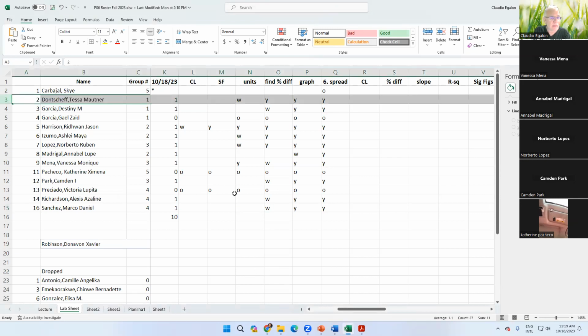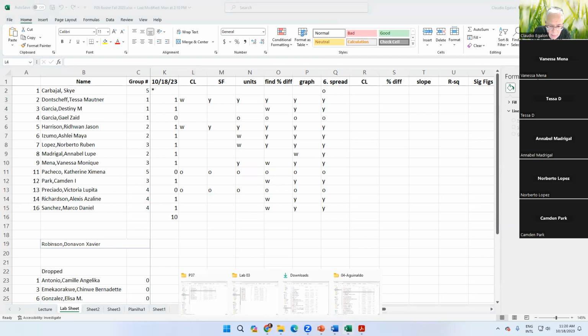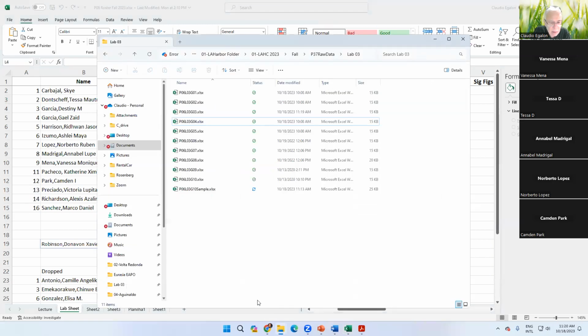Okay, let's go to Tessa. Tessa, did you finish the units? Yeah. Okay, what about the significant figures? Yeah, I did that too. Okay. Confidence level? I did almost all of them. I found the N, Y, and then R squared. I'm just having trouble finding the minimum and maximum value for the confidence level. Okay, do you need help with that? Yeah. Okay, so you're group number 1, right? Yeah. Let's take a look here. Group number 1.